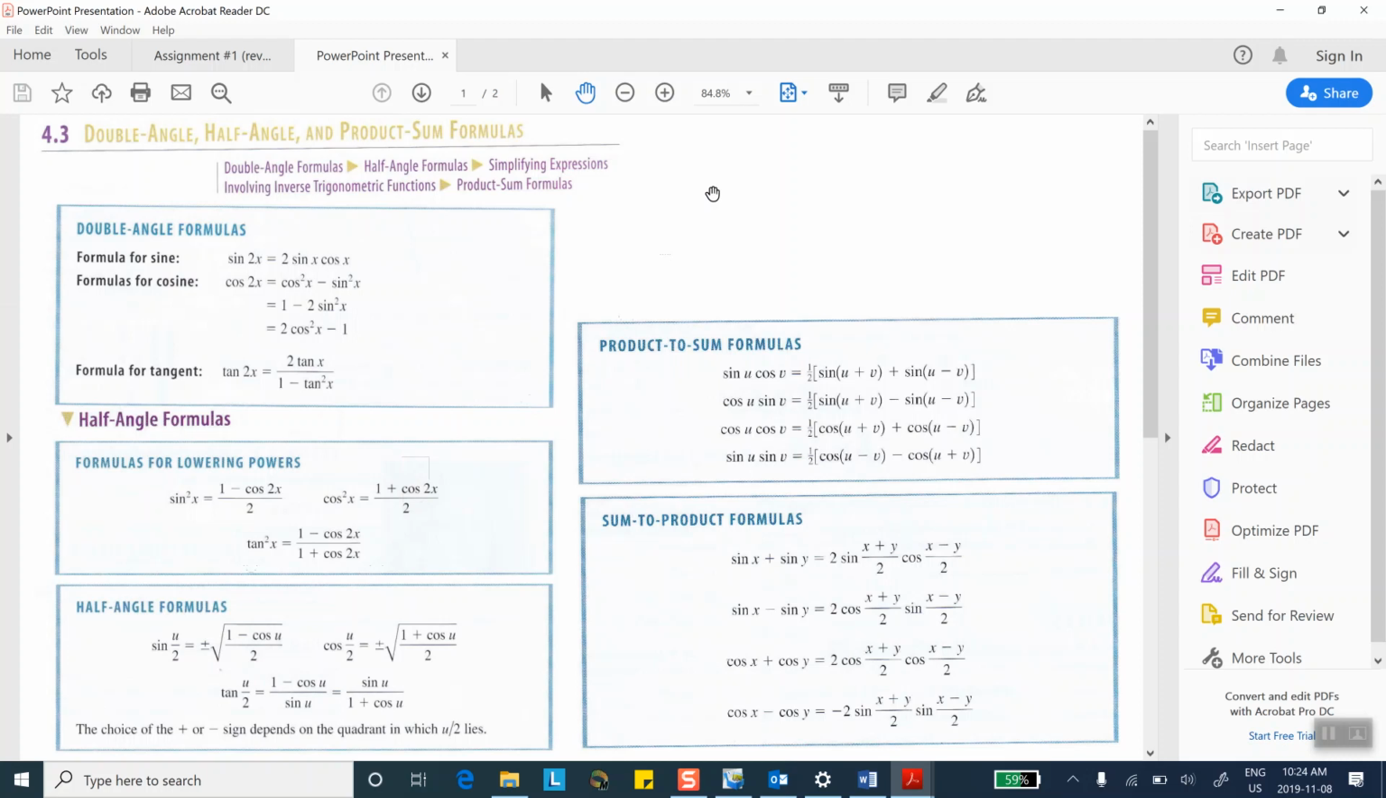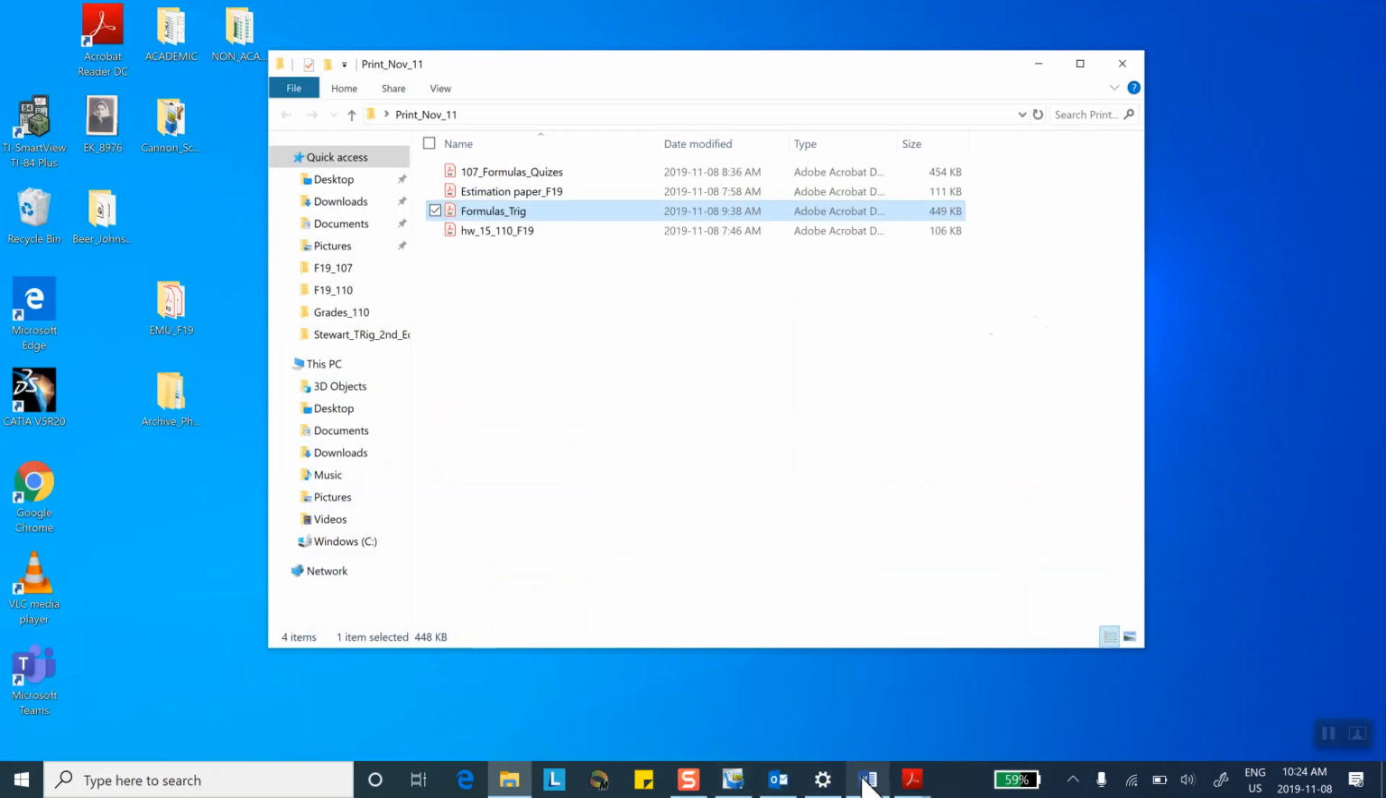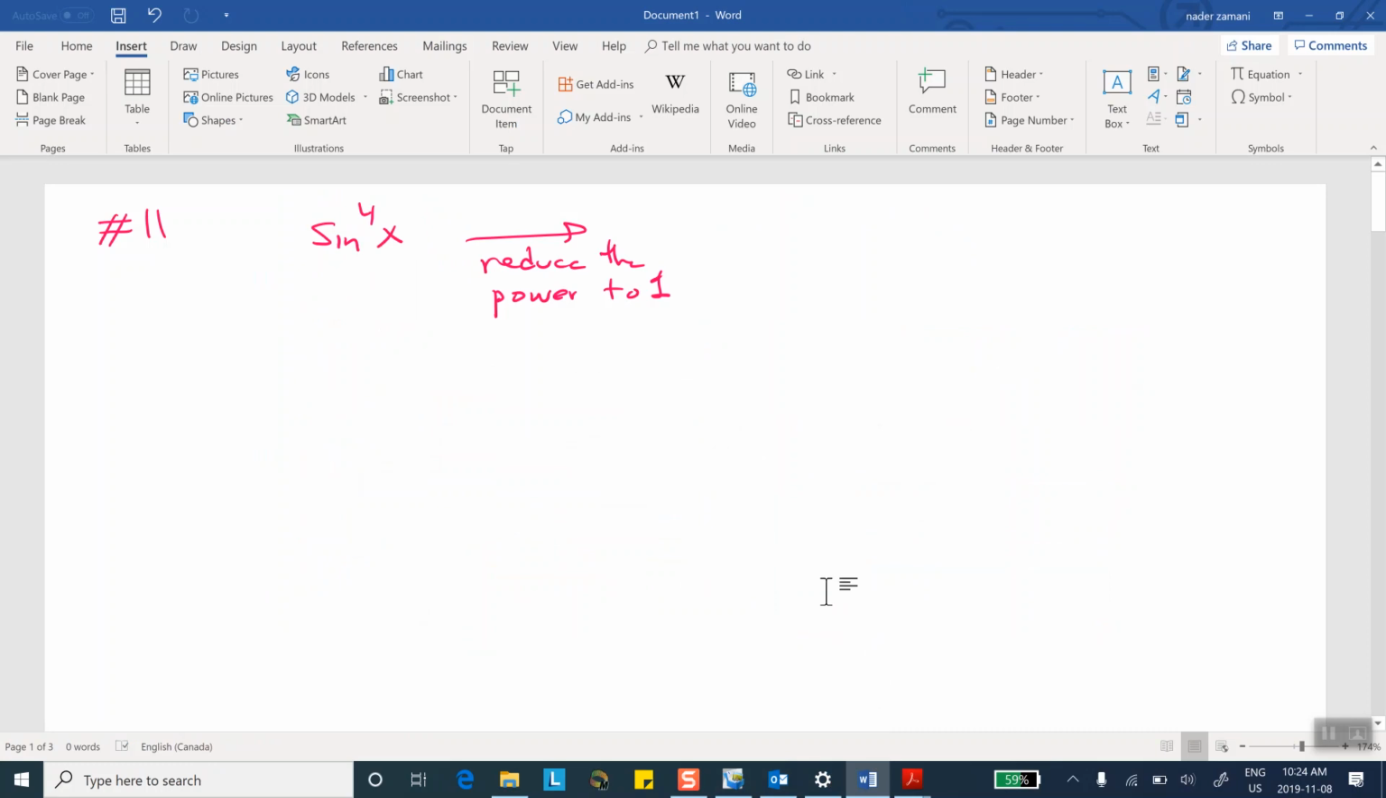However, down here it says formulas for lowering power. So it's obviously these things that I'm going to be using as seen fit and necessary. Okay, so let's go ahead here. I did this in class, but let's do it again.